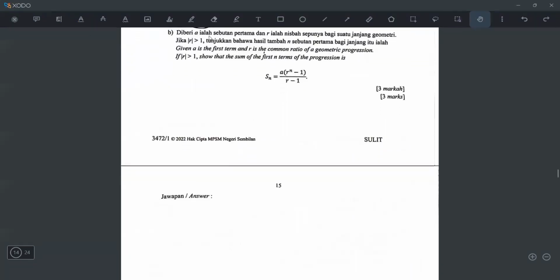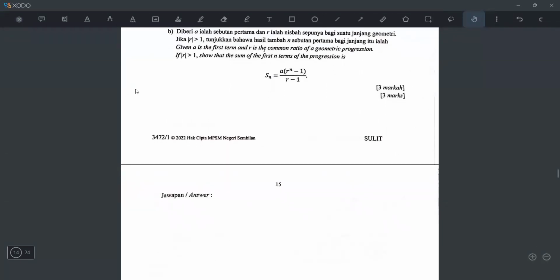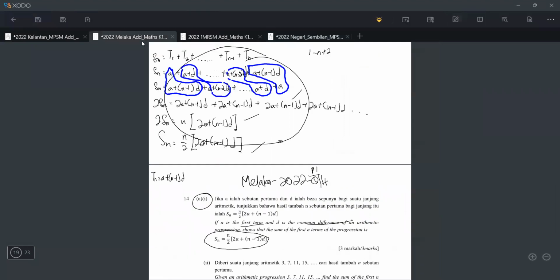Okay, but let's go to Negeri Sembilan. The reason I show you the other questions is because I want you to see how often it comes up in trial. They will ask you to show a formula, and I know students struggle with this type of question. When they ask you to derive the formula, they ask how the formula comes from, right? When they ask you to show the formula, I will show you how to do it. Okay, I will go back again to the Malacca paper.